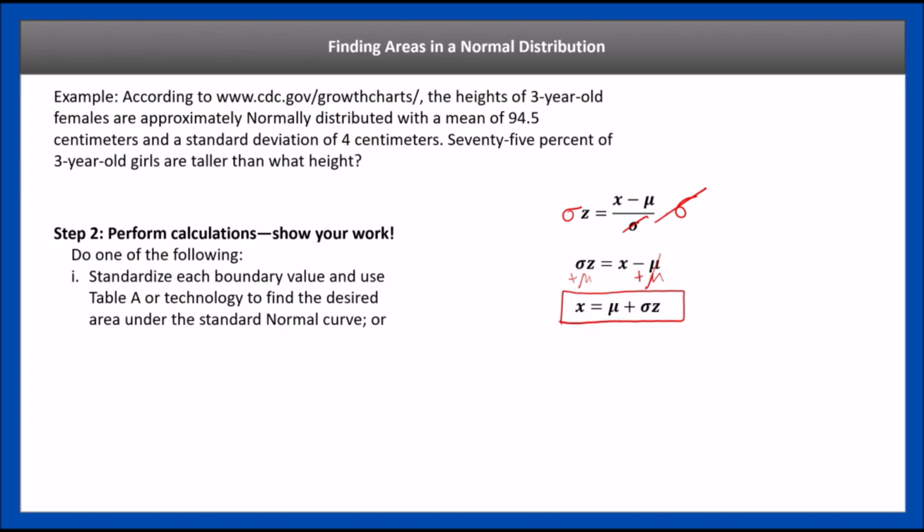All right, and that's how you get the equation. This is the equation that we're going to use to get x, the value, from the z. We know what the z is, and we know what mu and sigma are, so we can easily find x. When we plug in, mu is 94.5, the standard deviation is 4, and the z-score was negative 0.67. Now we have enough information. We can plug it in and get x is 91.82 centimeters. That means 75% of 3-year-old girls are taller than that height, 91.82 centimeters.